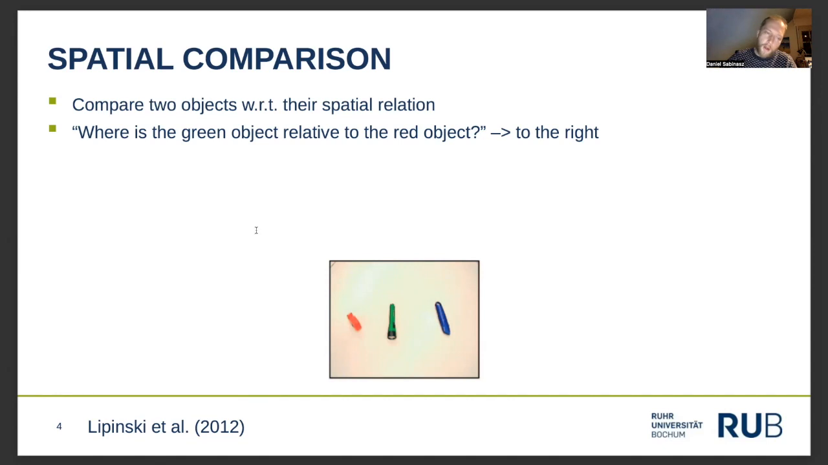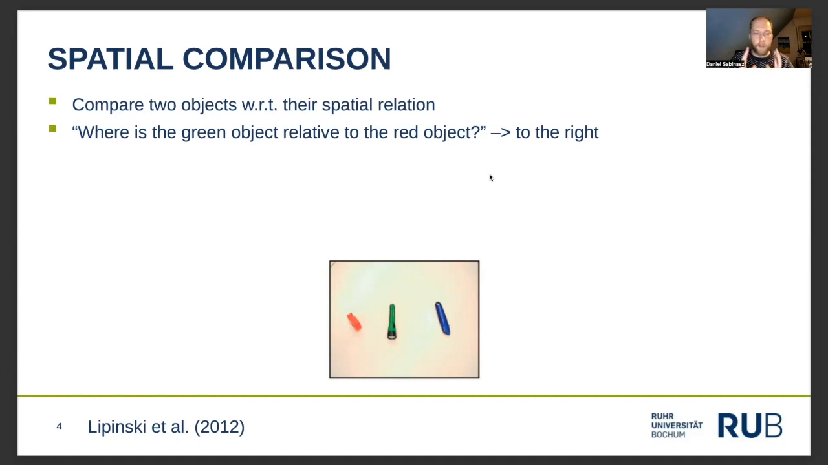So the idea is when the model is presented with a query like, where is the green object relative to the red object? Then we want that model to respond that it is to the right. And this is not yet, strictly speaking, a grounding task. The grounding task will come in later, but I'm going to start with this because the model that enables this can then later be extended to also enable grounding, as we will see. So that was just as a motivation.